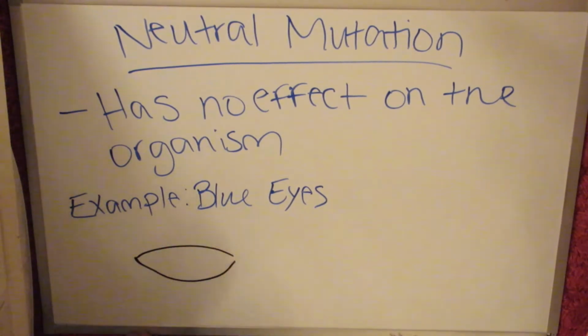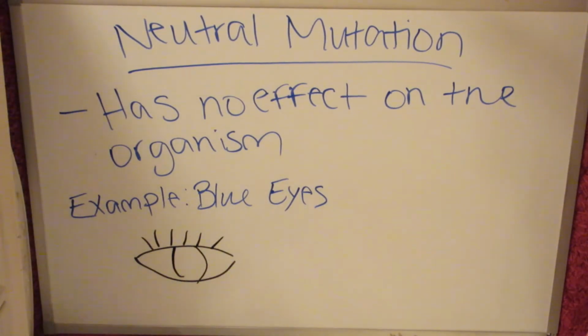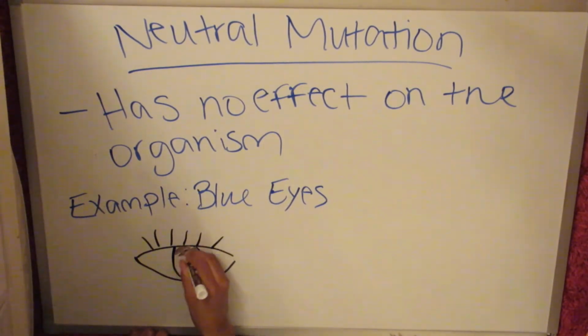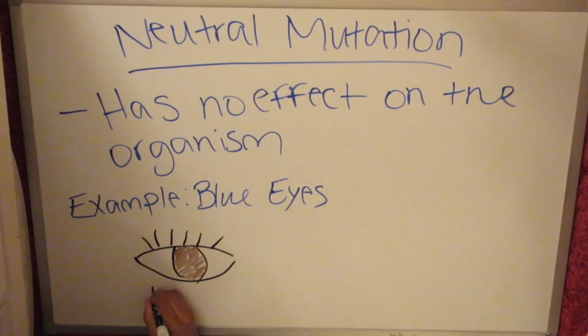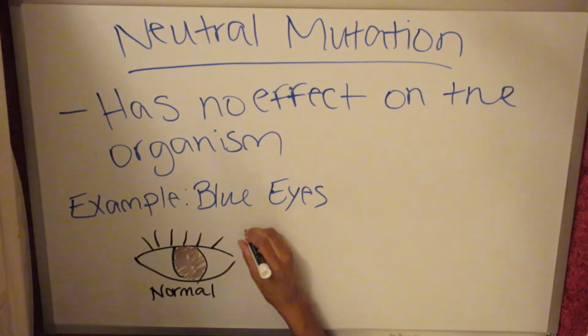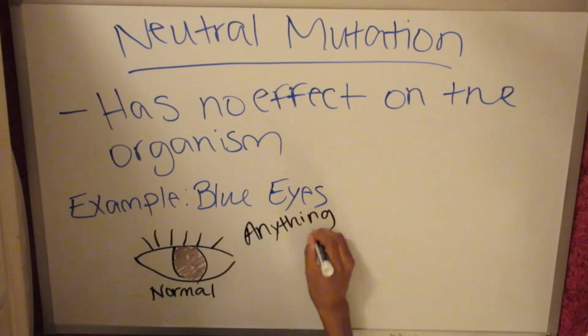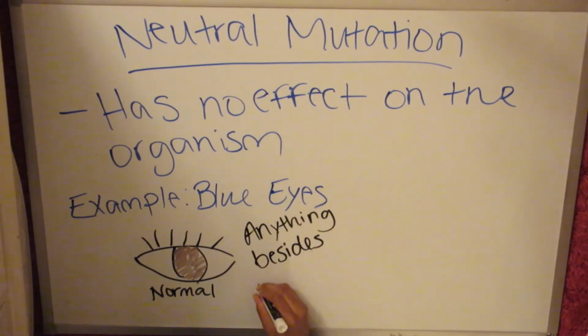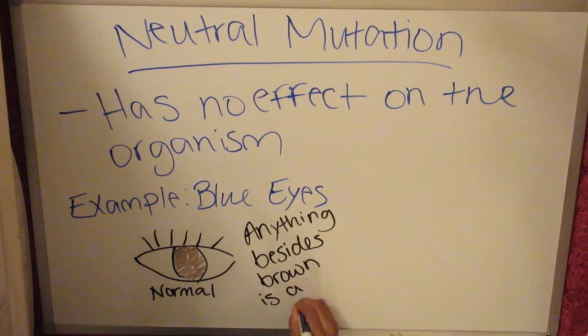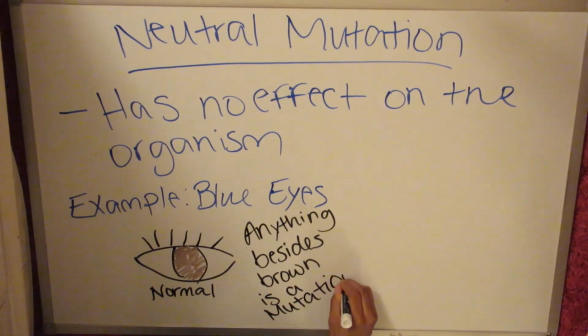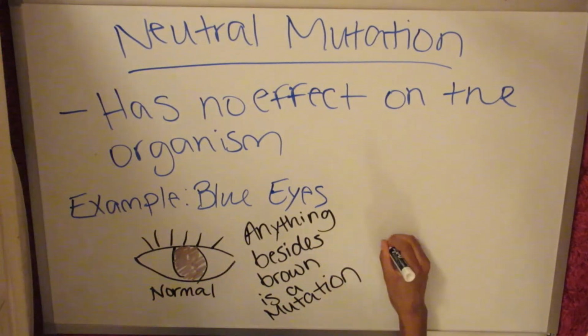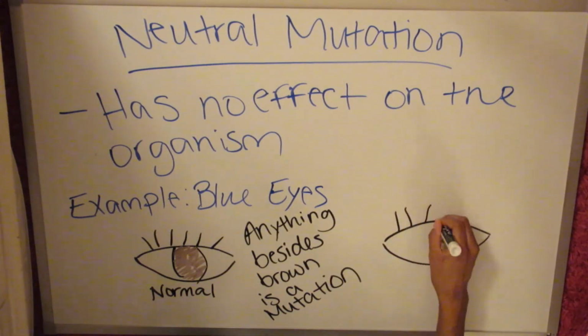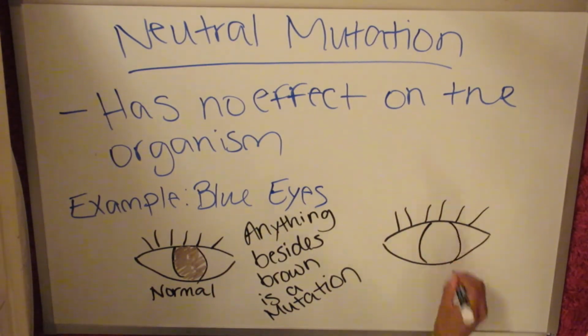So right here, I'm drawing a brown eye because having brown eyes is the typical standard norm. If you have brown eyes, you don't have any kind of mutation at all. Your DNA is just there, you don't have any sort of mutation. This is what we're going to call the normal. But if you have anything besides brown, you have a mutation. So if you have blue eyes, you technically have a mutation that's causing your eyes to be blue.